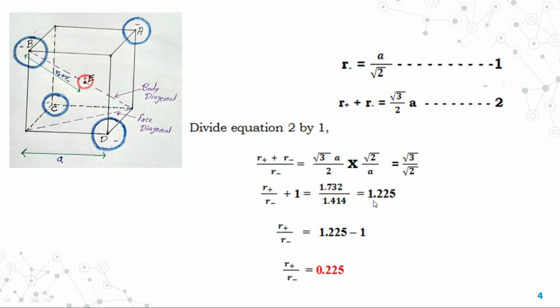After dividing these two terms I am getting 1.225. I will shift 1 to the other side and simplify, so I get the limiting radius ratio of tetrahedral void as 0.225. That means whenever a cation has a radius ratio value more than 0.225, it is going to show tetrahedral void or tetrahedral structure.